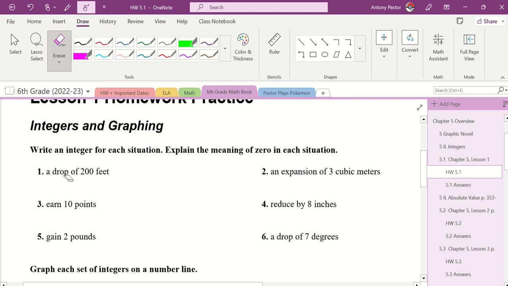A drop of 200 feet, so you're dropping downward. And remember, on a vertical line, down means negative. So if you're dropping 200 feet, it would be negative. An expansion of 3 cubic meters, expansion means to get bigger. Earn means you're gaining money or you're earning money. Reduce means to take away from. Gain again, and a drop shows up again.